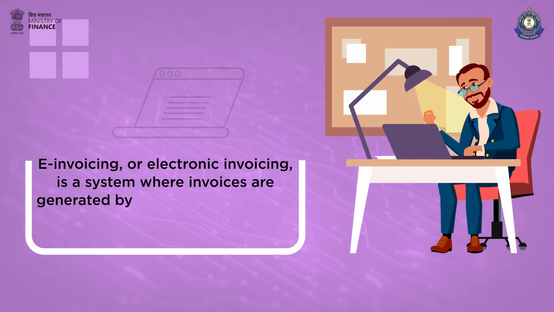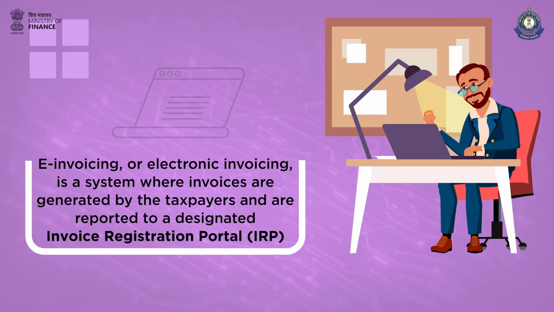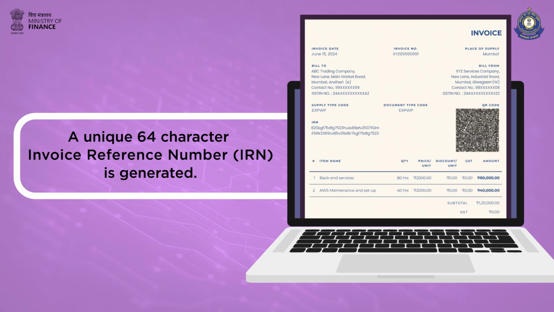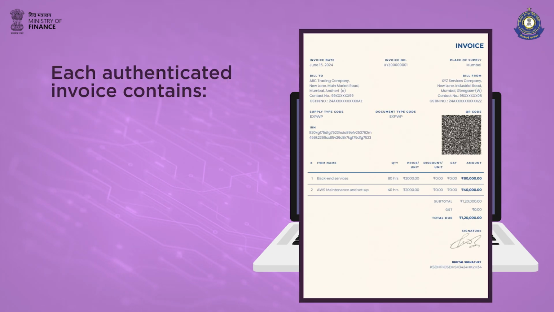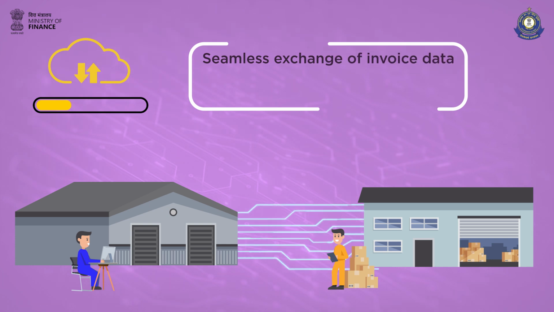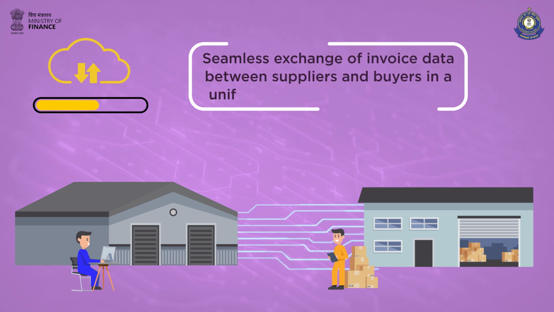E-invoicing, or electronic invoicing, is a system where invoices are generated by the taxpayers and are reported to a designated invoice registration portal (IRP). When an invoice is successfully authenticated, a unique invoice reference number, or IRN, is generated by IRP. Along with the IRN, each invoice is digitally signed and marked with a QR code. This ensures a seamless exchange of invoice data between suppliers and buyers in a uniform structured digital format.